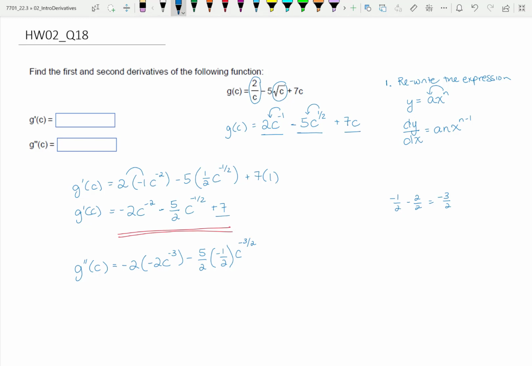And then finally, I have the derivative of our constant 7. Based on the constant rule, I know the derivative of this is 0. Don't even have to write it down, but I did there.